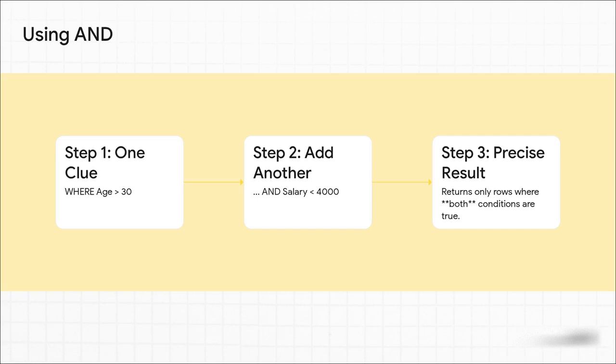And the first one you've got to know is AND. AND is super straightforward. It just tells the database, hey, I need all of these conditions to be true. So it's like telling your partner, okay, the suspect has to be over 30 and they have to make less than 4,000. Both things have to check.